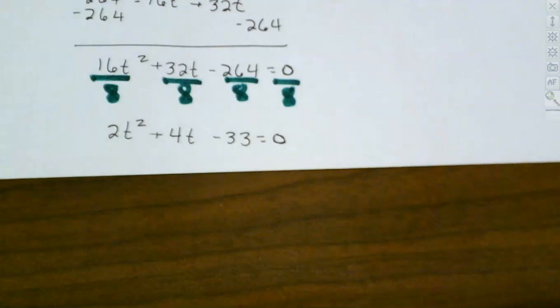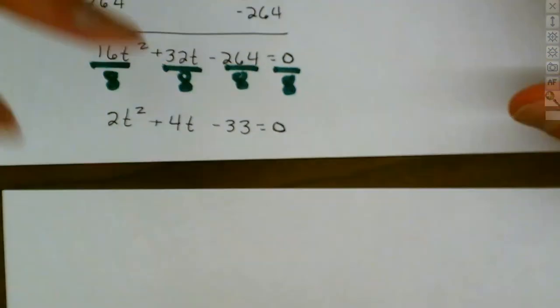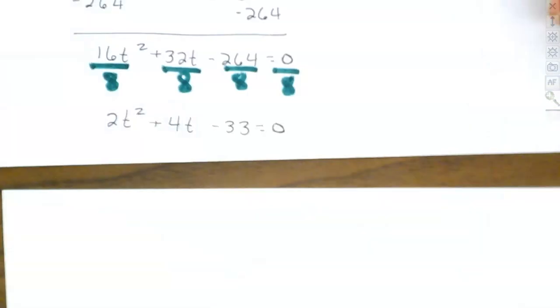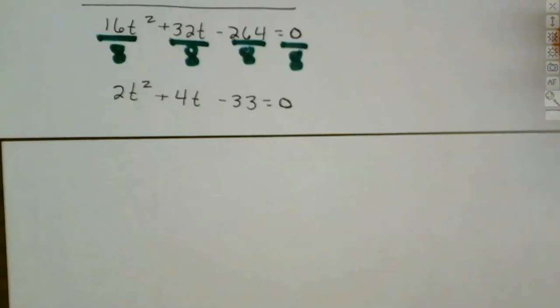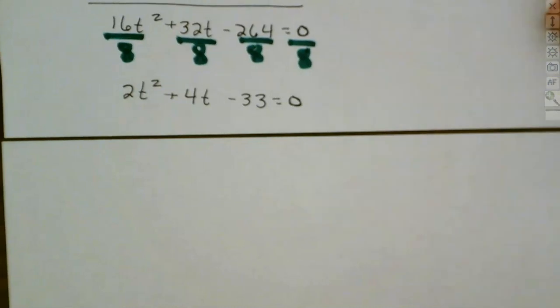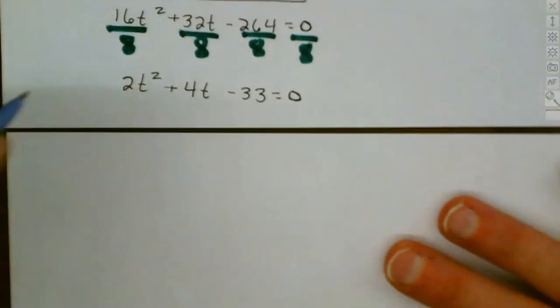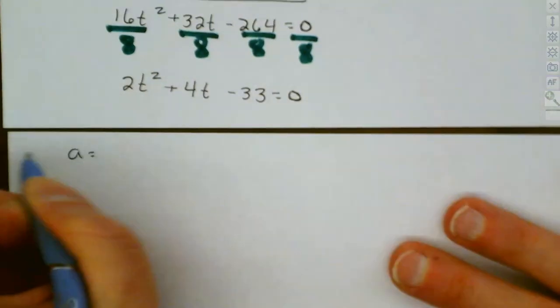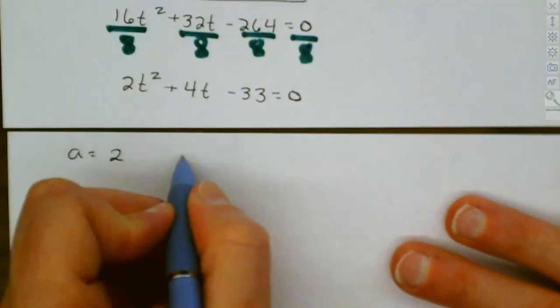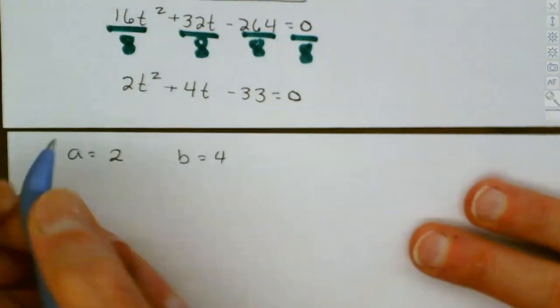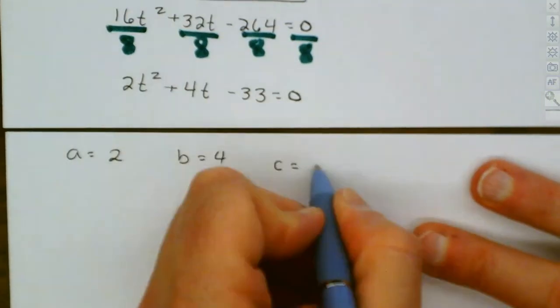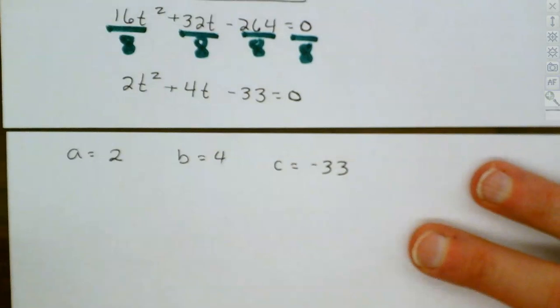Anytime it says round, we're not even going to try to zero factor because it's probably not going to factor. If it says round, that's a general indication that we're going to have to use that quadratic formula. No sense in even trying to zero factor because it's probably not going to work. So let's find our pieces. In this case, my A is 2, B is 4, C is negative 33.